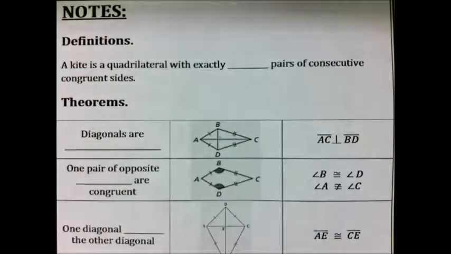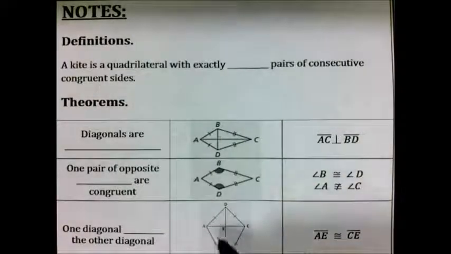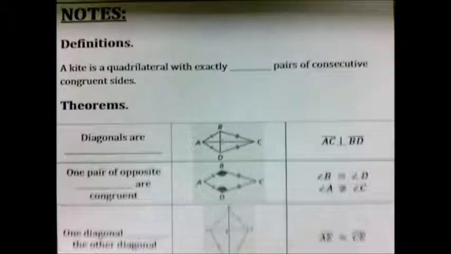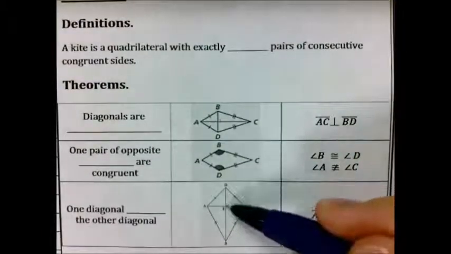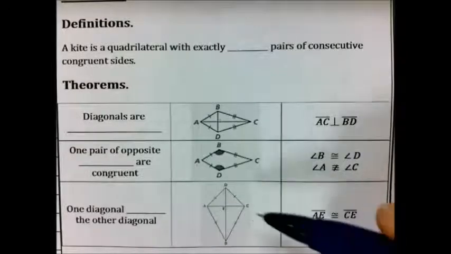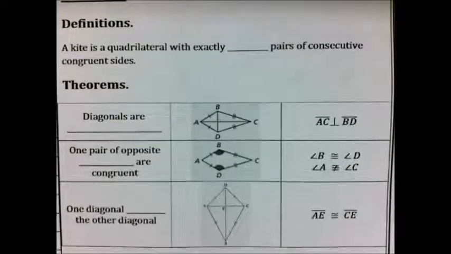And this last theorem is that one diagonal bisects the other diagonal. If we're looking at this kite here, we've got AC and DB. Those are your two diagonals, and the main huge diagonal is going to bisect this shorter diagonal. So that means AE has to be congruent to CE. That's what that does.